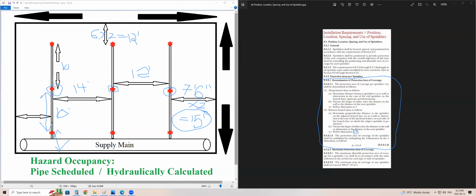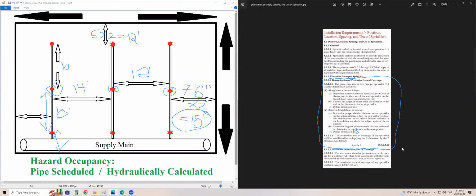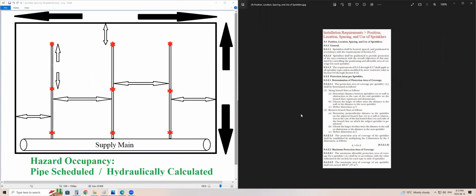So if I were to bust out my handy dandy calculator here, 12 times 15, my sprinkler area of protection is actually 180 square feet. That's what it would be for this job. All right, so that is how you calculate the protection area of this zone. Okay, so that is very important, the lessons that we just learned here. I'm going to clear all this stuff. Cool, so we've now established all of this.